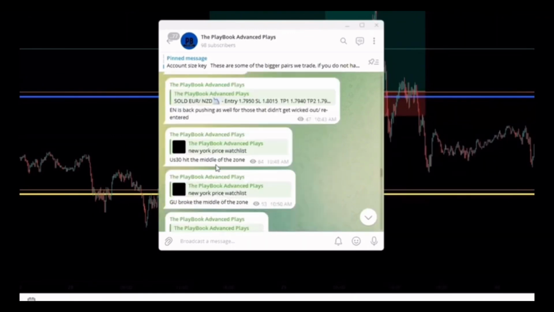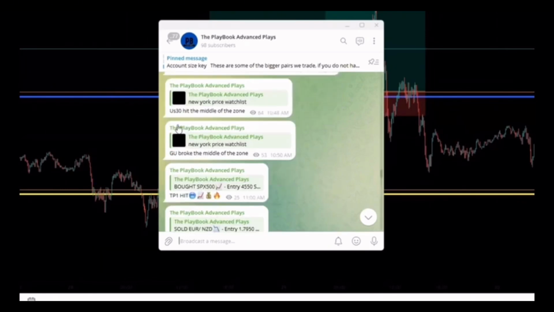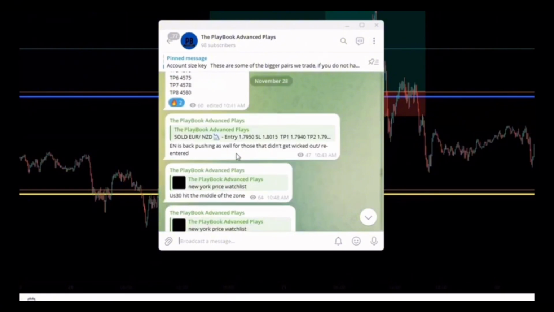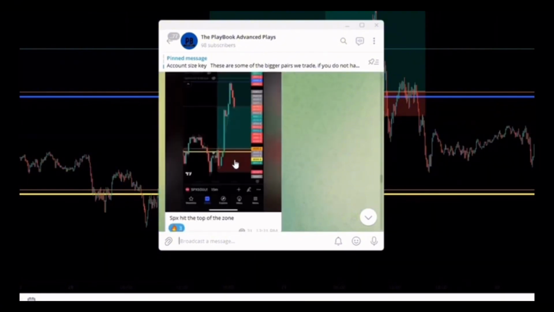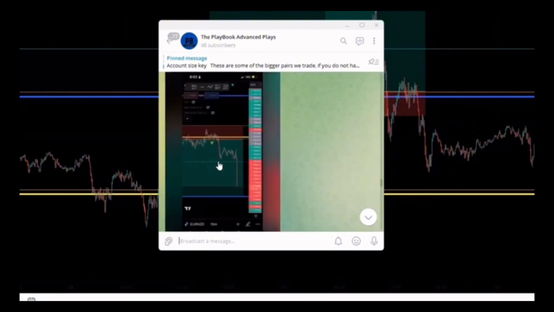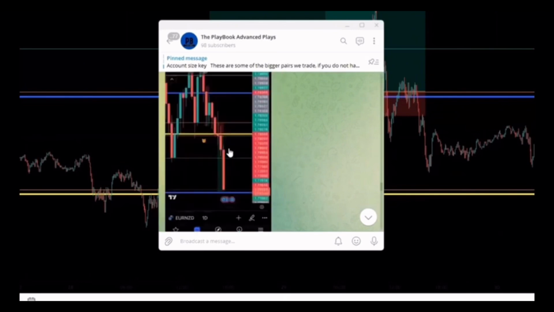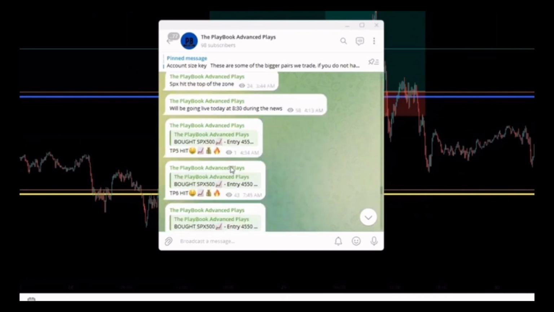As you can see here, I call this signal. You see I'm walking y'all through what's going on with the trades we're in. I'm giving y'all updates to what I talked about in the New York Price Watch List. And then of course you see me showing y'all screenshots to visually show y'all what's going on behind the scenes, or what I see on my end behind the scenes.